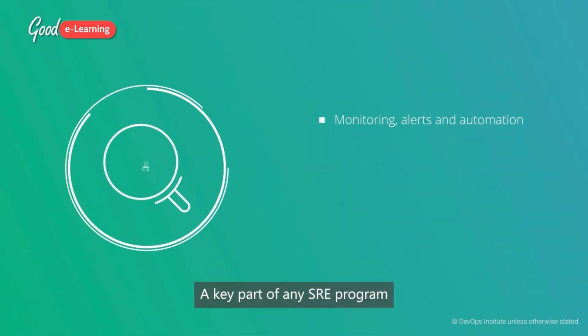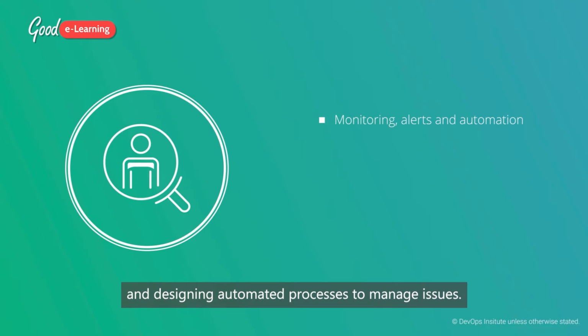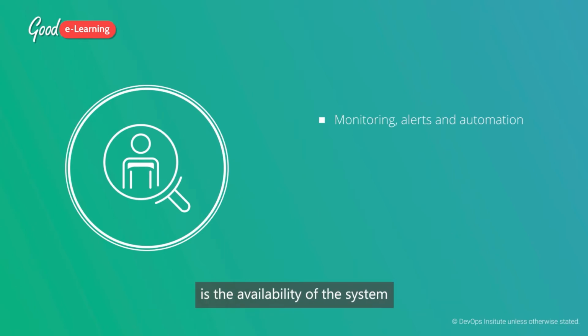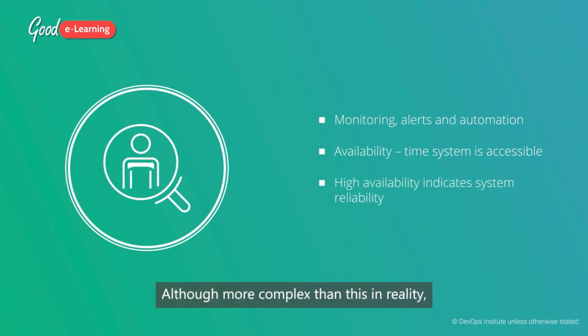A key part of any SRE program is monitoring issues in the system, creating alerts to identify problem areas, and designing automated processes to manage issues. This work could encompass any area of the system, but the key area of interest for any SRE is the availability of the system, or how much time it's accessible to users. Although more complex than this in reality, if an organization can guarantee high availability, they're well on their way to having a reliable system.